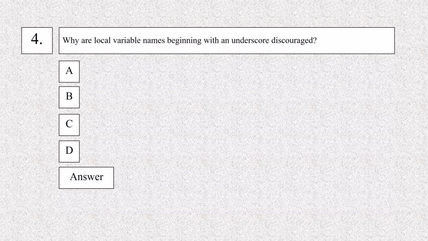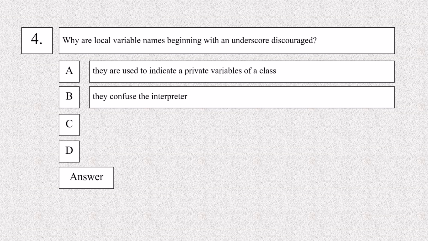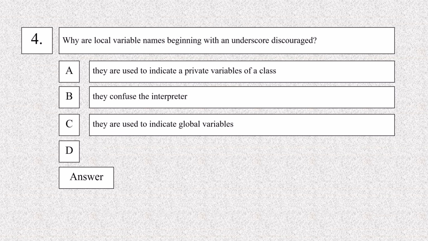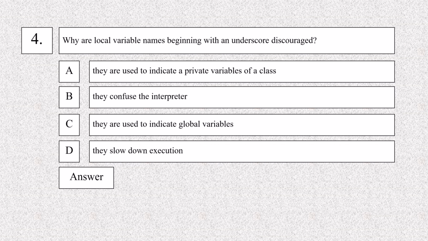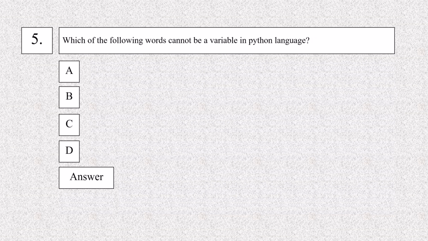Next question: why are local variable names beginning with an underscore discouraged? Option A, they are used to indicate private variables of a class. Option B, they confuse the interpreter. Option C, they are used to indicate global variables. Option D, they slow down execution. Here the correct answer is option A. They are used to indicate private variables of a class. As Python has no concept of private variables, leading underscores are used to indicate variables that must not be accessed from outside the class.